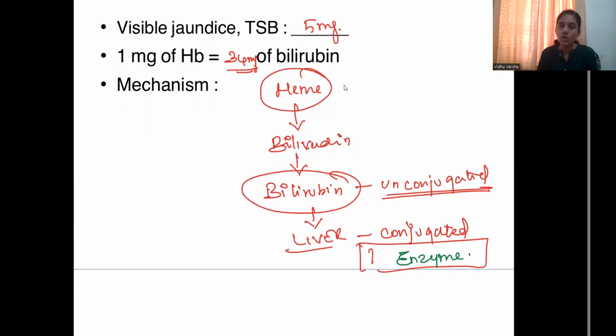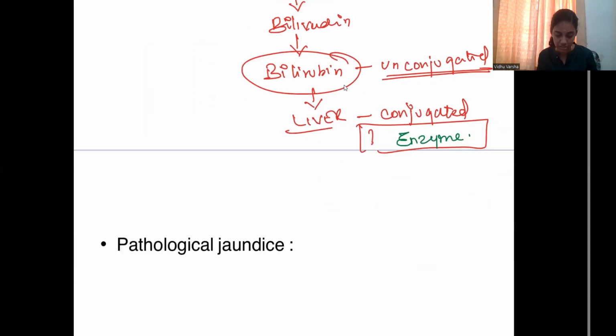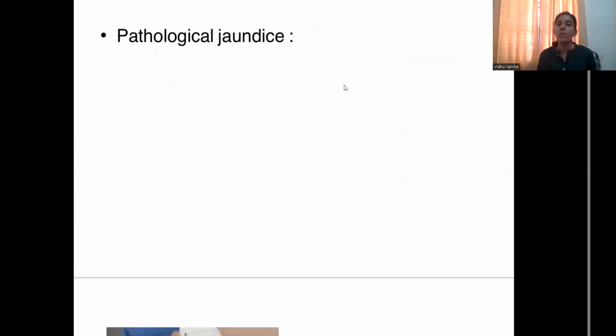Yes. Once it is conjugated, it is taken to the second part of your duodenum. From the intestine, there is again a recirculation. It is deconjugated into unconjugated bilirubin with the help of the bacteria present in the intestine. The unconjugated bilirubin is then taken back to the liver, which is called your enterohepatic circulation. So next is pathology.